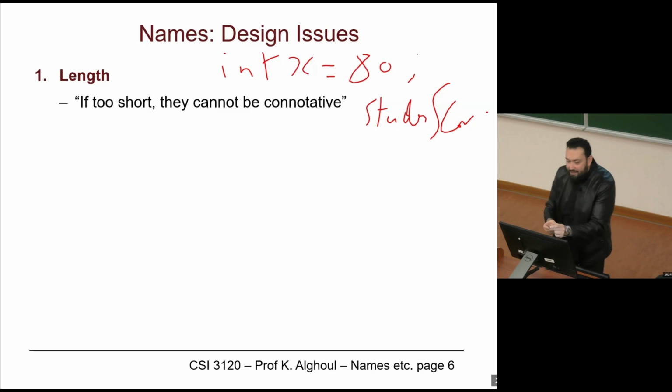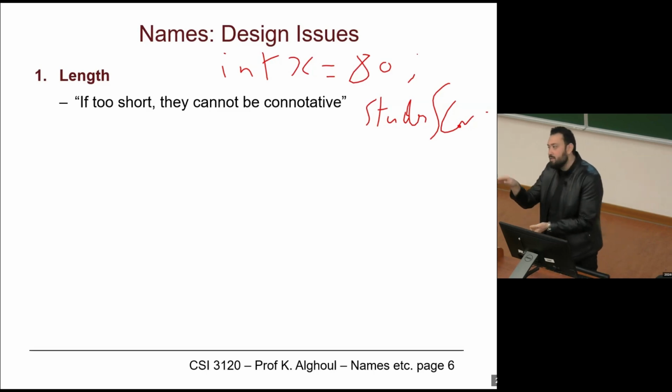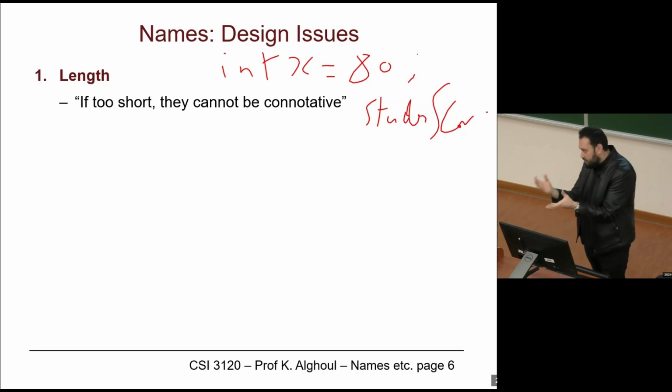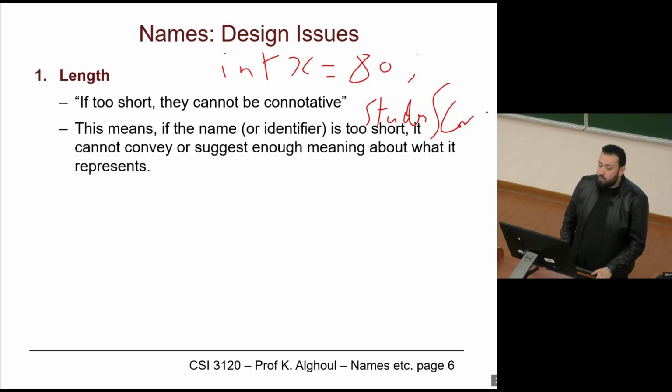Which one is better, having student score equal 80 or having X equal 80 and then a comment next to it, this is the student score? You see, guys? So now we're trying to understand more about the fundamentals, the concepts of programming languages, that any computer scientist needs to know, so you will become a better computer scientist, of course. So if it's too short, they cannot be connotative.